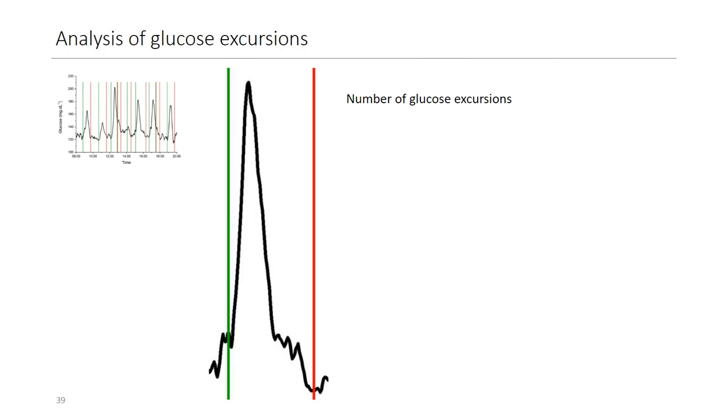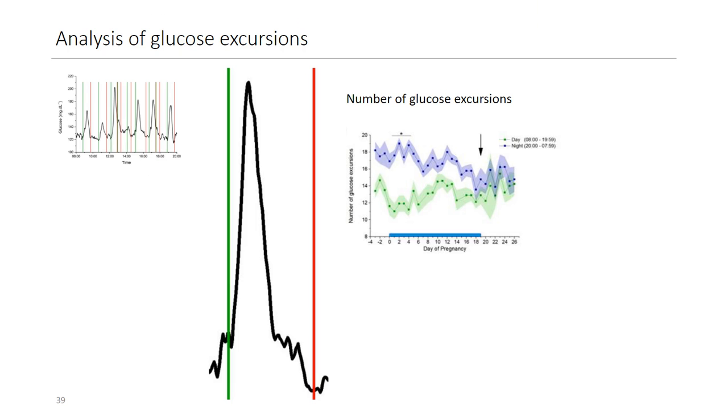And then we can analyze this by first simply counting the glucose excursions. And here you can observe that there are more glucose excursions during the night compared to during the day. And that actually this difference decreases towards the end of pregnancy and is lost after pregnancy, which was also when the mice were more similarly active.